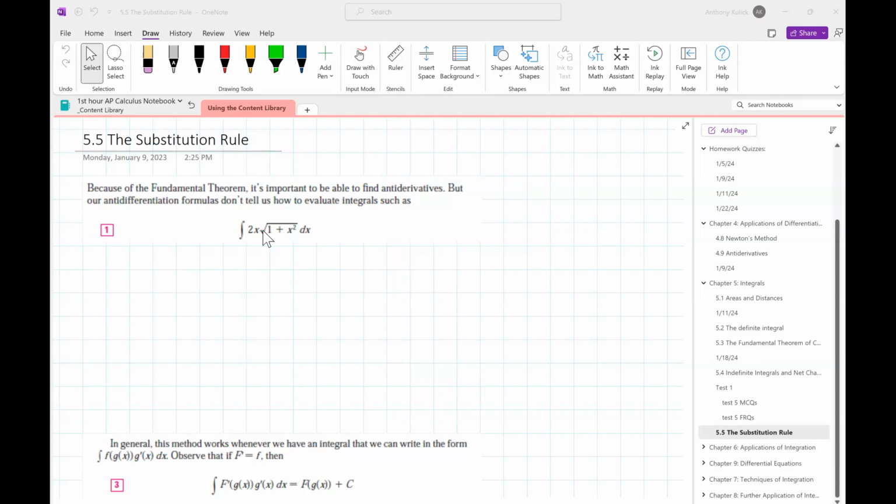Well, we're going to create something called the substitution rule. And the substitution rule is going to be our antiderivative trick for dealing with chain rule derivatives. So this substitution rule is going to be the way to go backwards through a chain rule derivative. Everybody's okay with that plan?